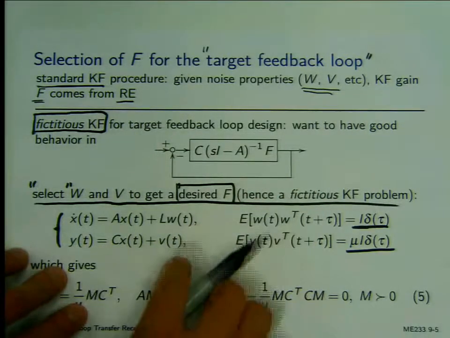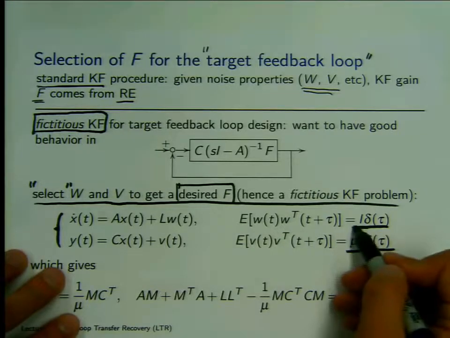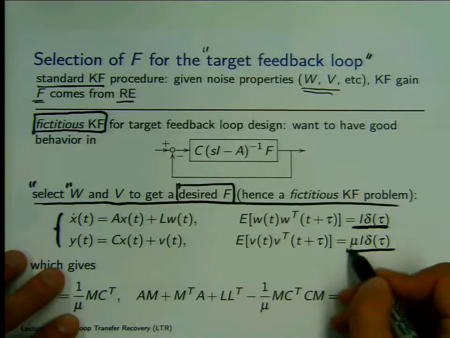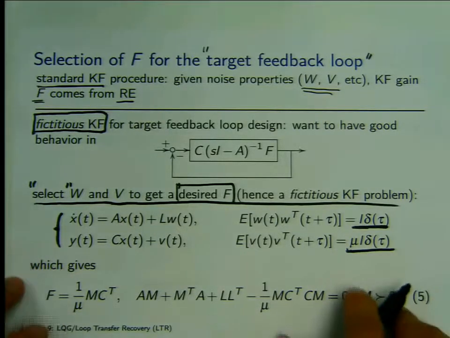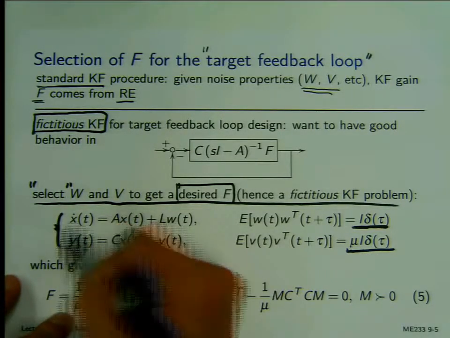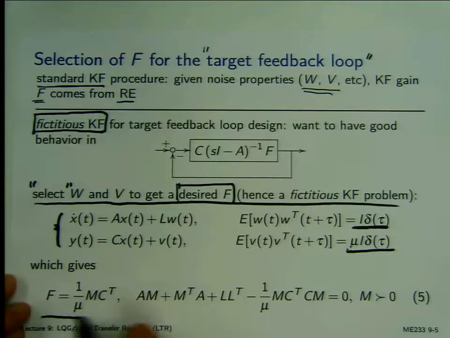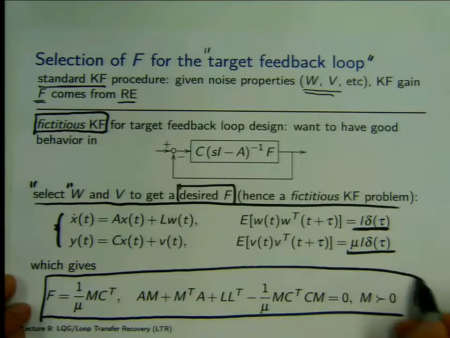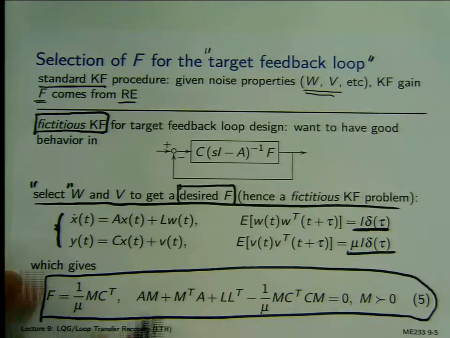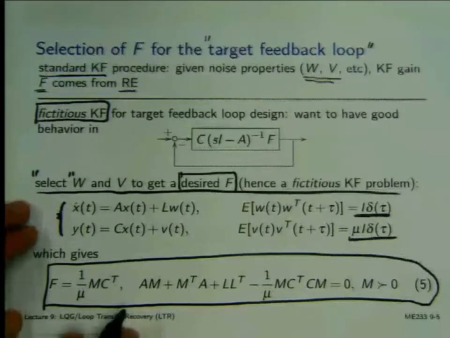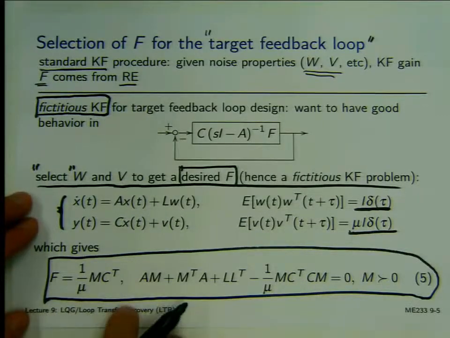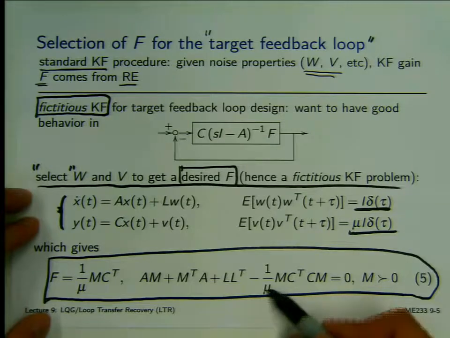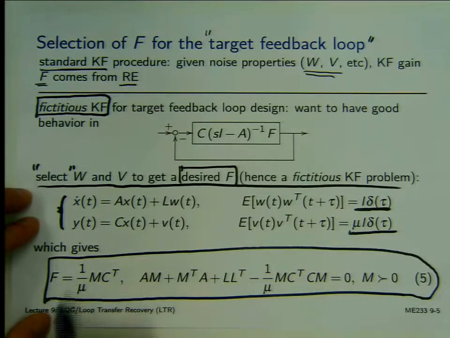So we can introduce these fictitious properties where the covariance of W is the identity, and the covariance of V is going to be mu times identity. Okay? And then if you follow the Kalman filter procedure, we're going to obtain this. These are the Riccati equation and Kalman filter gain for the fictitious Kalman filter problem. I keep saying that to remind you that it's not a true Kalman filter, it's a fictitious Kalman filter. Okay? So we can have all the choices. We can choose mu to make this F have nice properties.